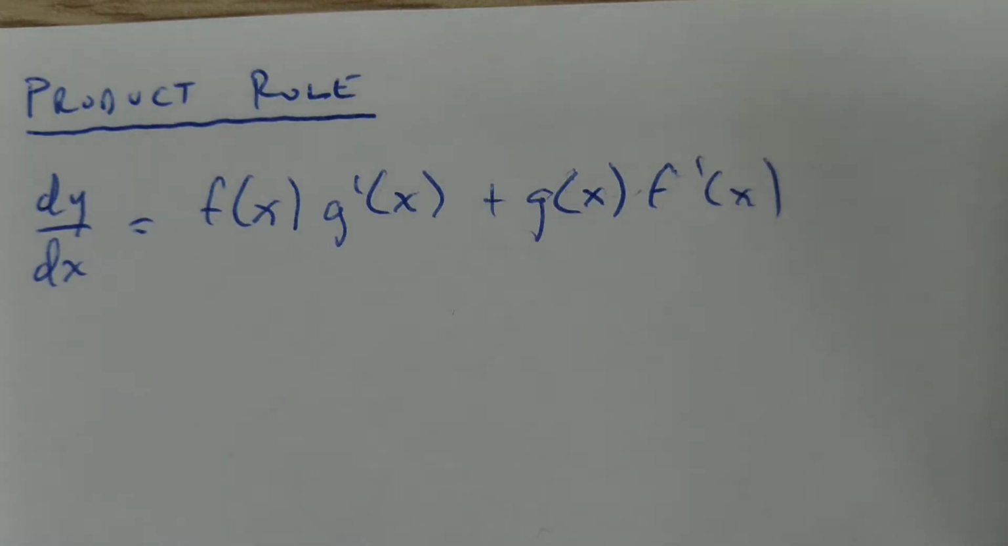Look at the product rule when being used in conjunction with the chain rule. So just a reminder, here's the product rule. You're going to take the derivative of the g function multiplied by the f function, plus the g function times the derivative of the f function.